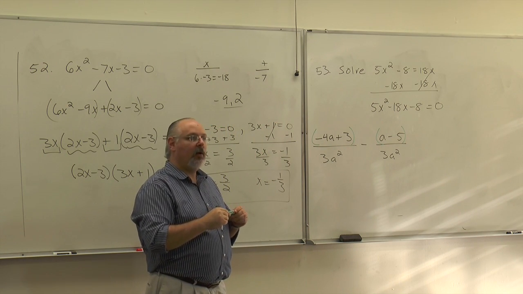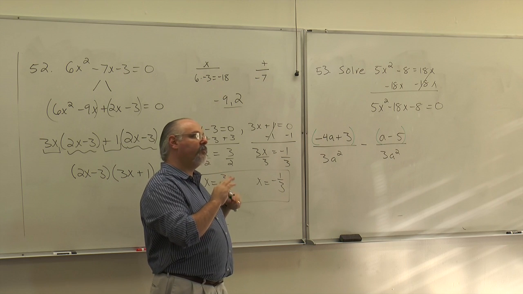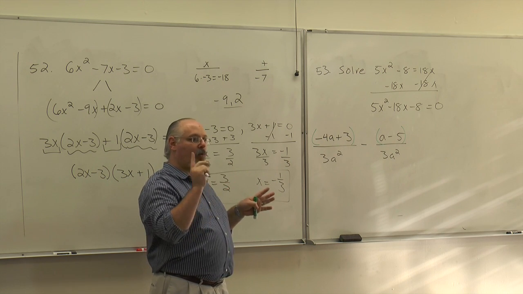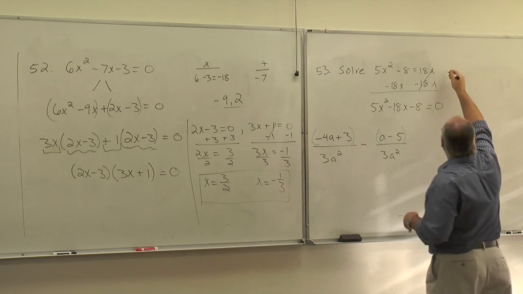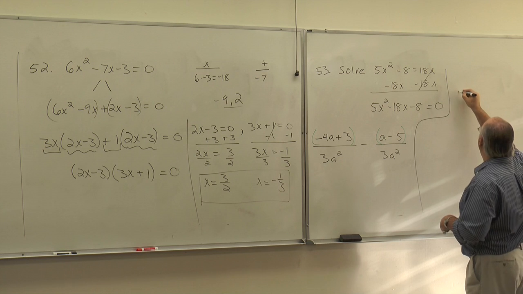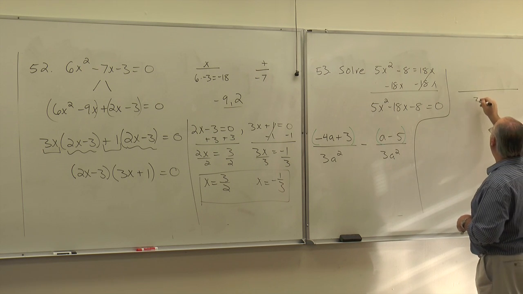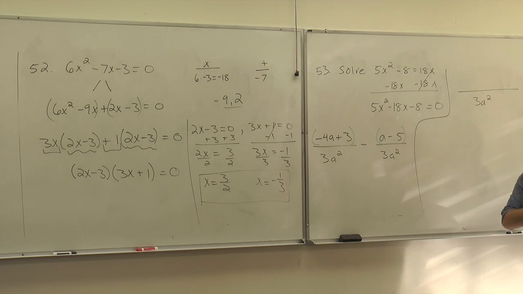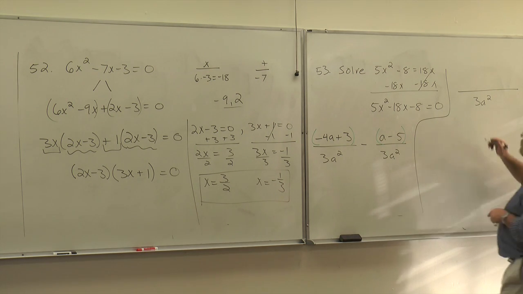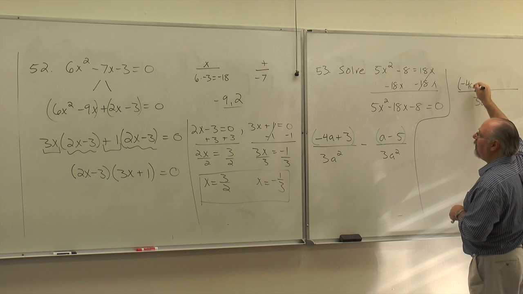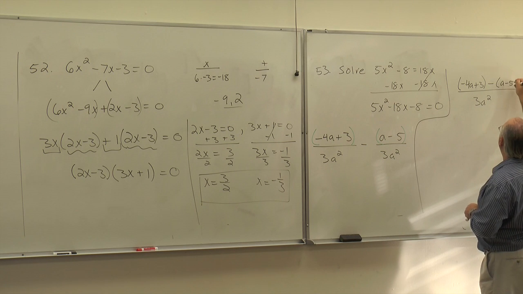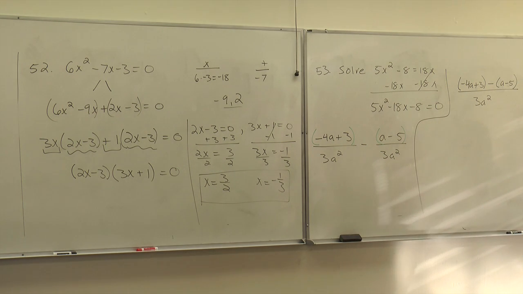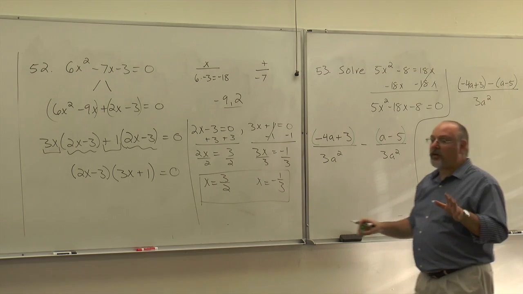Then, without getting rid of much of anything, write it as one fraction. And what you end up with is one fraction with a common denominator of 3a squared. Then keep everything else exactly the same. Parentheses, negative 4a plus 3, minus parentheses a minus 5. Believe it or not, that's a really important and helpful step.